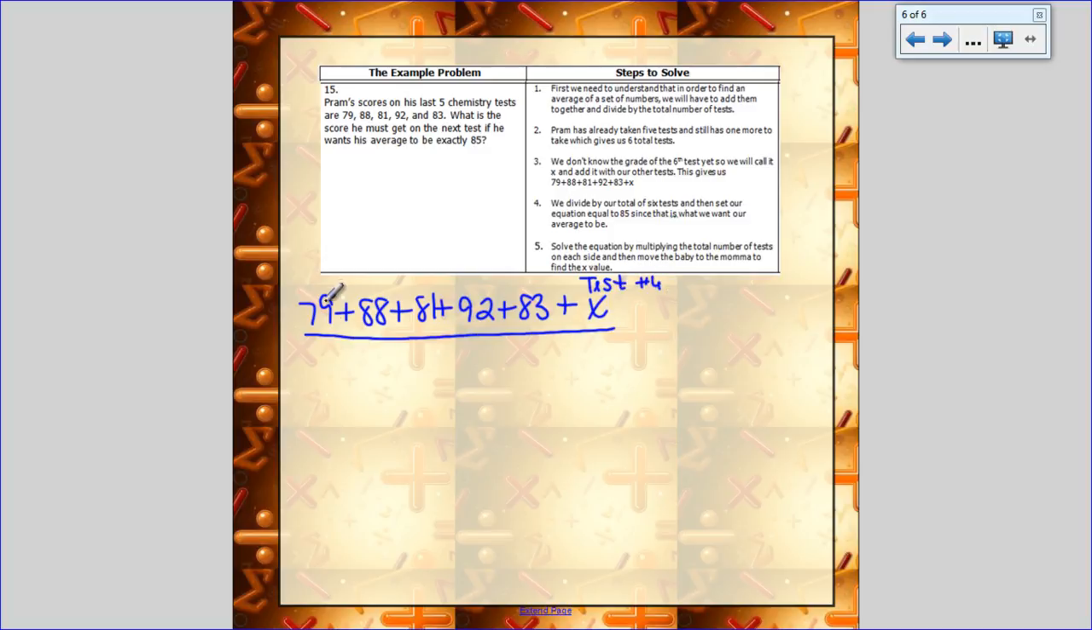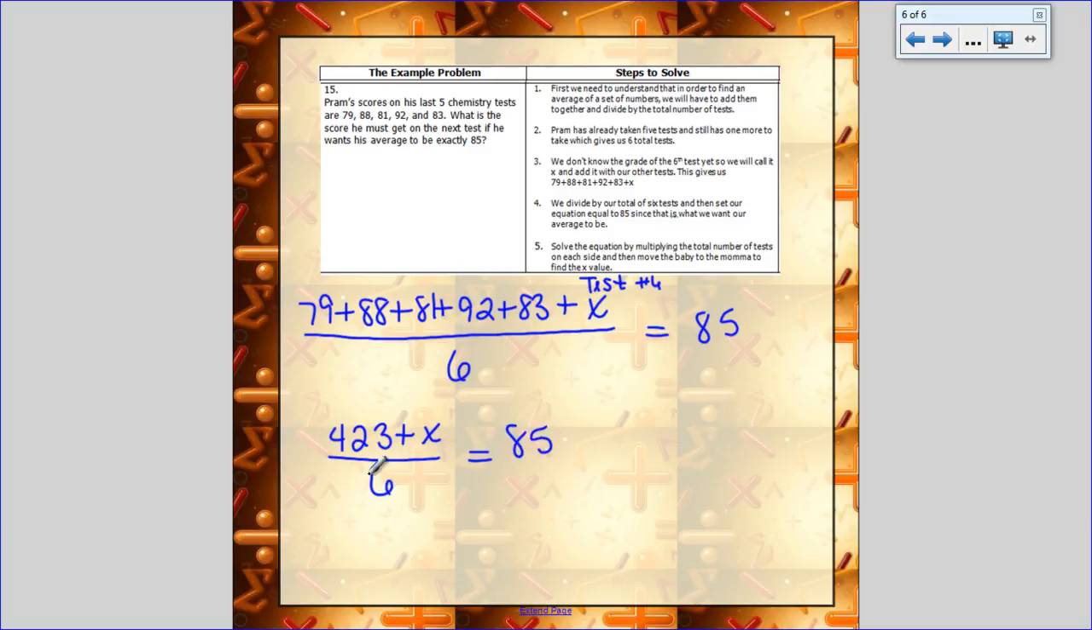When I add these up, there's 1, 2, 3, 4, 5, 6 numbers total, even though we don't know one of them. So I have to divide by 6, not by 5. You have to divide by 6. And this has to equal 85, because that's the average that Pram wants. So we're going to add up the numbers we do know: 79 plus 88 plus 81 plus 92 plus 83. And we're going to get that so far he has 423 points on tests, plus the test he hasn't taken yet, divided by 6, and he wants it to be an 85.